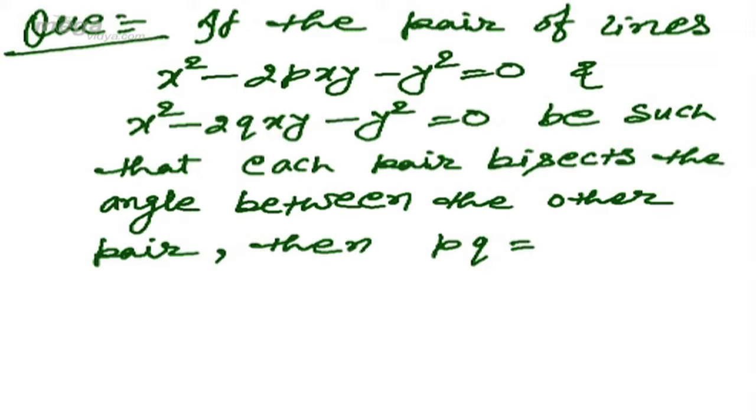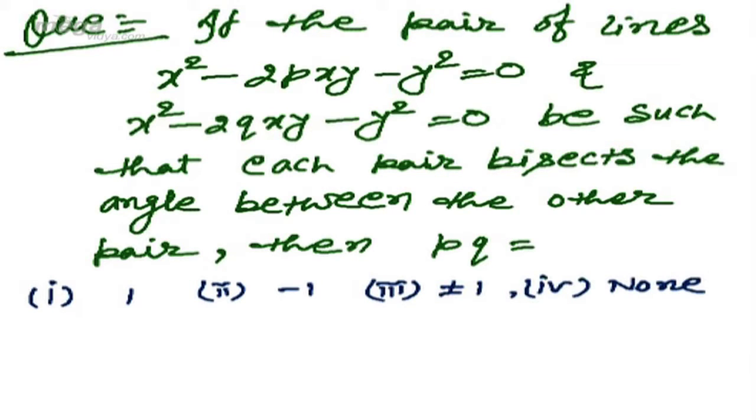The question is, if the pair of lines x² - 2pxy - y² = 0 and x² - 2qxy - y² = 0 be such that each pair bisects the angle between the other pair, then pq is equal to, and your options are: first option is 1, second option is -1, third option is ±1, and fourth option is none of these. This question was already asked in AIEEE 2003.